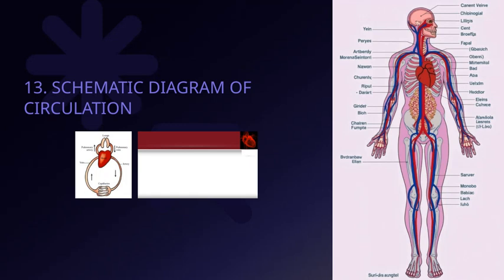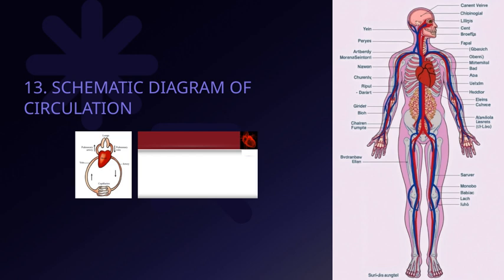Now let's take a closer look at the schematic diagram of circulation. This diagram is essential because it visually represents how blood moves through the cardiovascular system. You'll notice the key pathways, starting from the heart, which acts as the pump, pushing blood into the arteries. From there, the blood travels through smaller arteries and capillaries, delivering oxygen and nutrients to tissues. Then, it collects into veins, which carry it back to the heart. This cyclical process is fundamental to maintaining life and supporting all bodily functions.